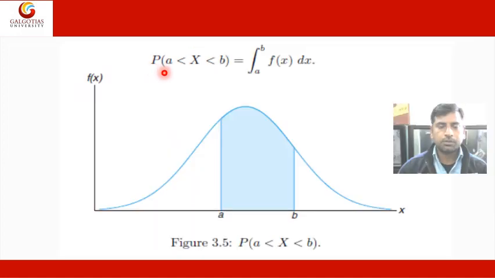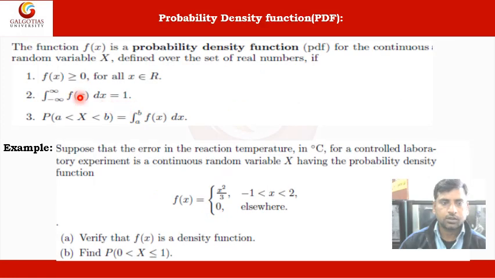The probability of x taking a value from a to b is equal to the integral of the function f(x) from a to b, which can also be represented by the area under the curve between x = a and x = b. Probability density function, or probability distribution function: the probability density function f of x is a probability density function.